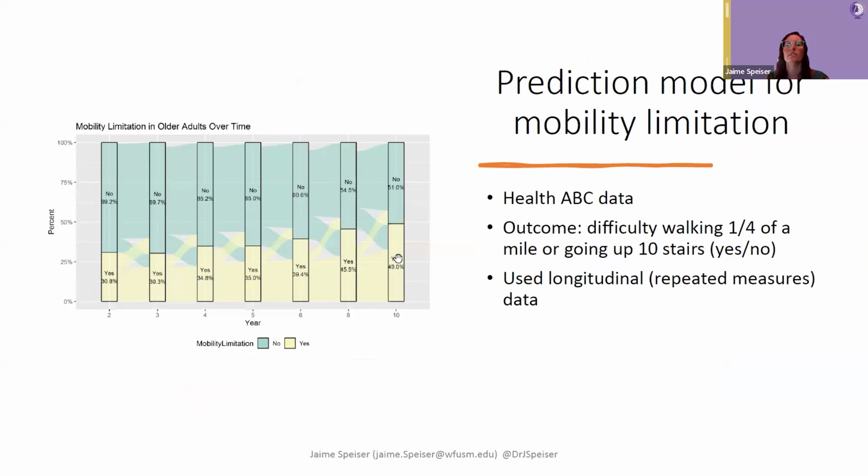But today I wanted to focus on the application side in aging. Wake Forest University has an excellent Pepper Center, which is focused on aging research, and a lot of the problems they work on surround mobility in older adults. Here I'm showing a Sankey plot of mobility limitation in older adults over time in the Health ABC data set. As you can see, the older adults go in and out of these states over time, and in general, as the study goes on and people age, more and more people have mobility limitation.